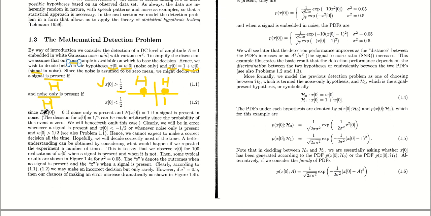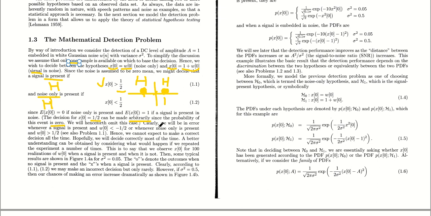Then since expected x0 is 0 if noise only is present, and expected x0 is 1 if a signal is present, the decision at the midpoint can be arbitrary, right? If it's just a coincidence in the middle, we can take the decision to be arbitrary, but the probability is very low. It's close to 0. So in reality, we don't really need to worry about this.